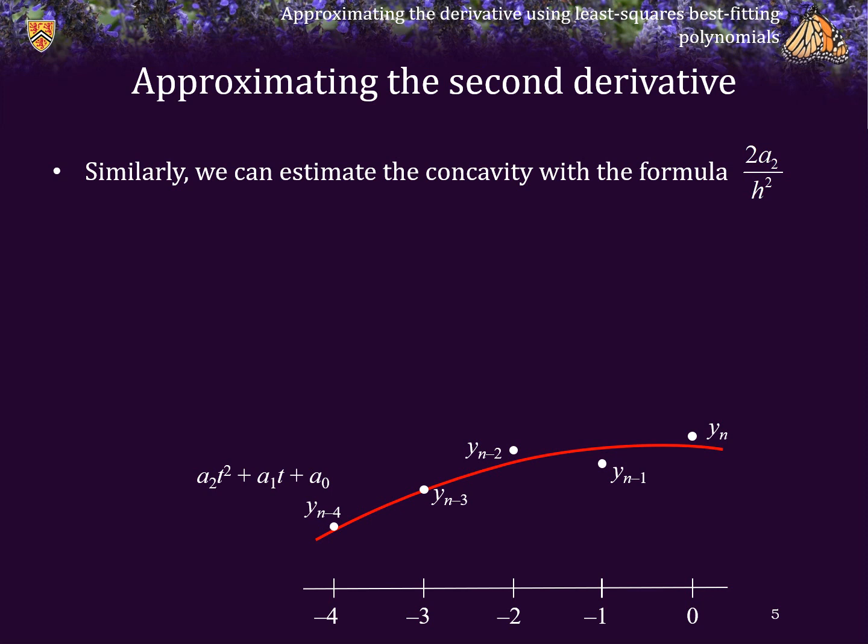More easily, we can also estimate the concavity. Just take the second derivative of the interpolating quadratic, that is a constant, 2a sub 2, and we divide that by h squared to deal with the fact that we have scaled our x-axis. Well, in this case, t-axis.